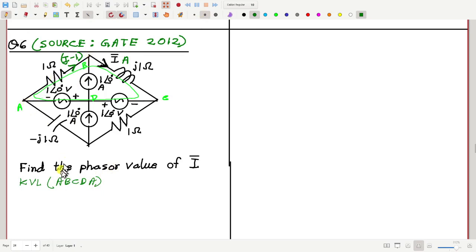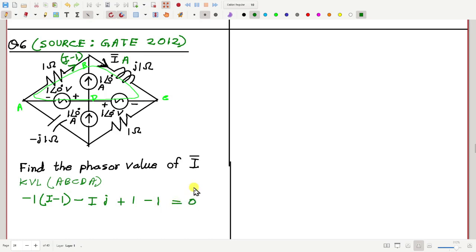So starting from A to B, there is a voltage drop of (I minus 1) multiplied by 1, I minus 1. This is a voltage drop. Then B to C, another voltage drop, which is I into j1. Okay, and then C to D, there is a voltage rise, so plus 1 angle 0 degree means 1 itself, and then from D to A, voltage drop of minus 1. Okay, so this is equal to 0.